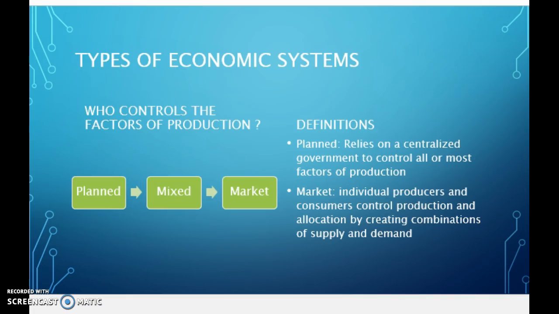On pages 9 and 10 in the textbook, you can review the definitions of a planned economy and a market economy. A planned economy relies on a centralized government to control all or most of the factors of production, and to make all or most production and allocation decisions. In a market economy, individual producers and consumers control production and allocation by creating combinations of supply and demand. Now we can describe planned, market, and mixed market economies with current examples to illustrate these concepts.